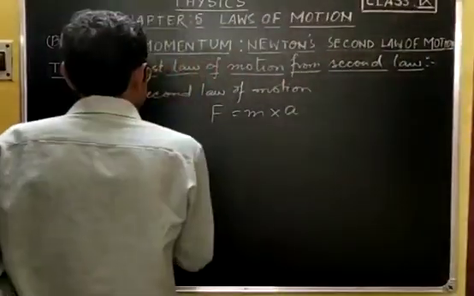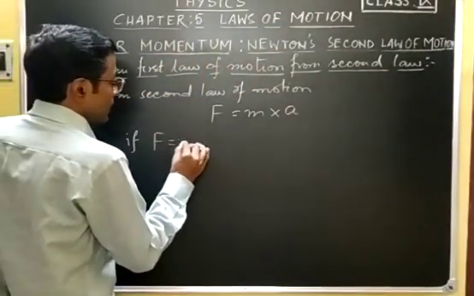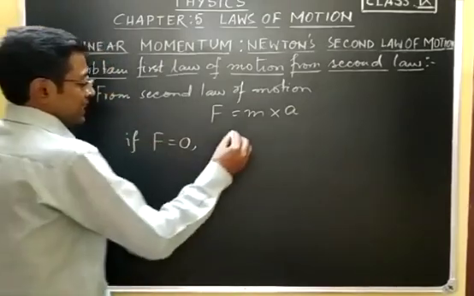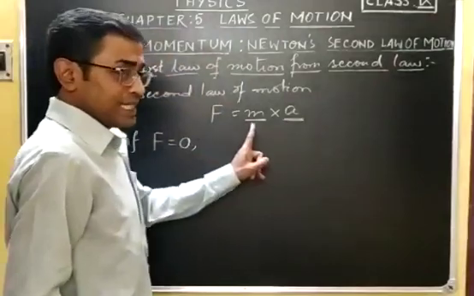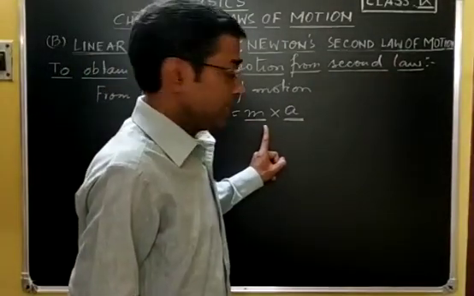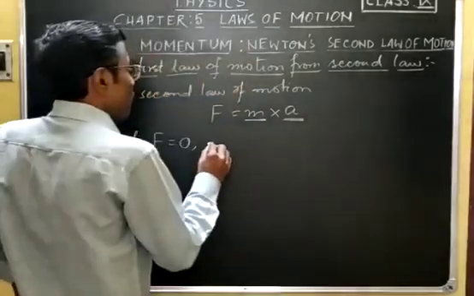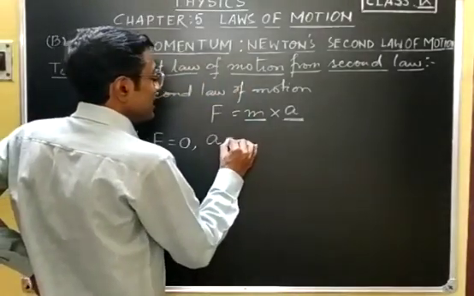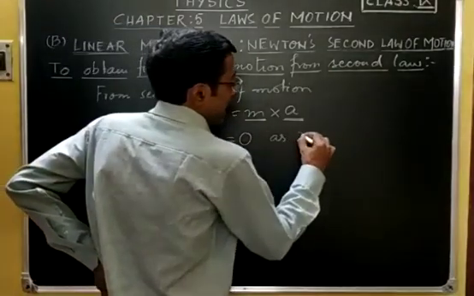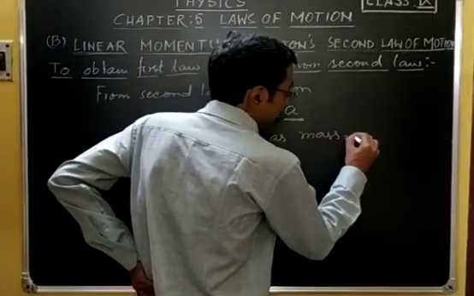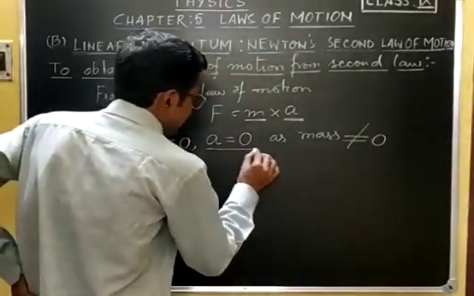So in this equation, I can write, if force applied F equals 0, then see these two terms, one is mass, another is acceleration. So mass can never be 0. Mass is a physical quantity which can never be 0. So what will be 0? Then acceleration will be 0. So you should write it like this: as mass cannot be 0, acceleration is 0.